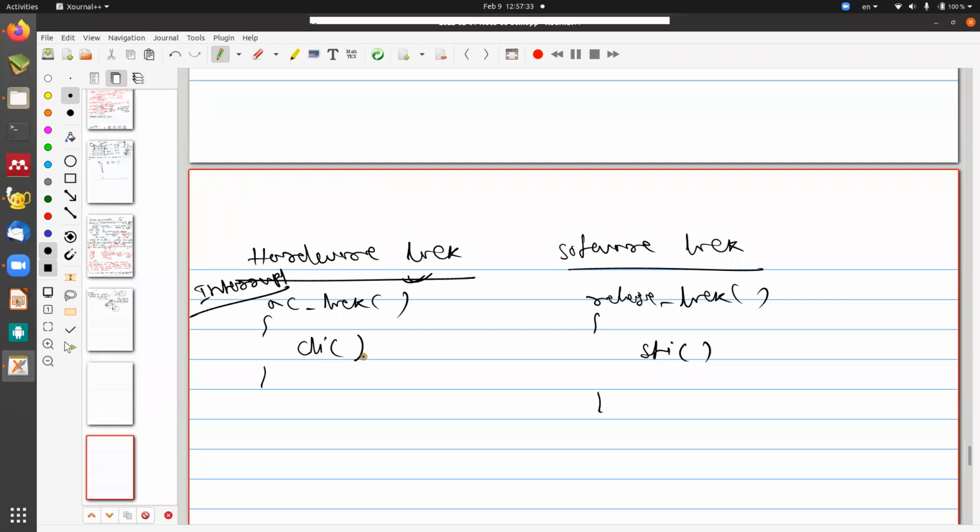In some architecture it will be said as JZ. Yes, jump with zero value, jump with non-zero value. So this kind of names will be given. But usually it is called CLI and STI. The CLI is basically called disable interrupt, and this is meant for enable interrupt.